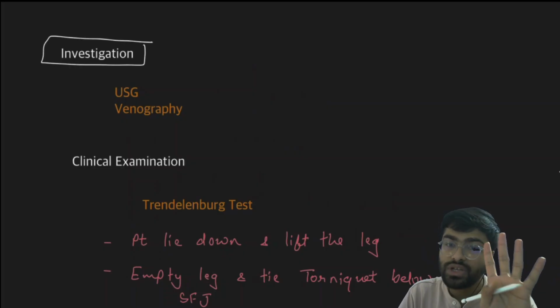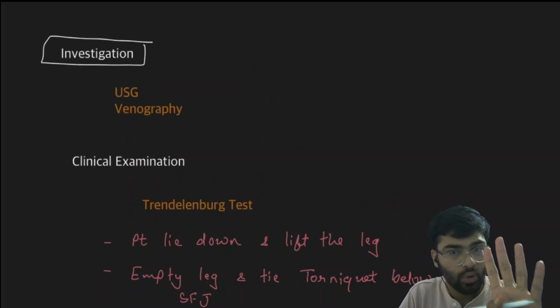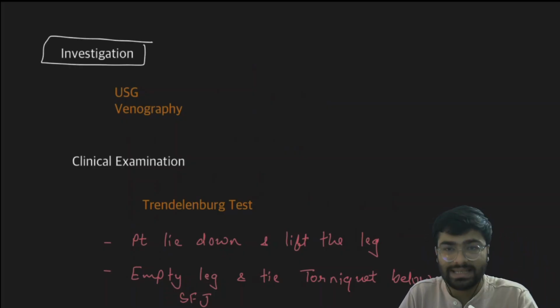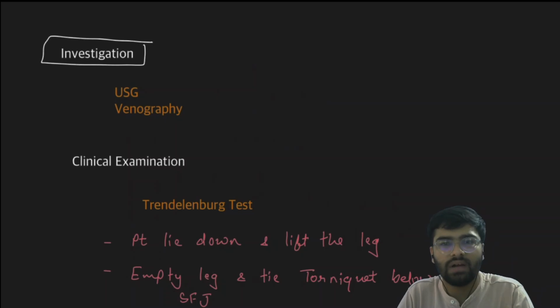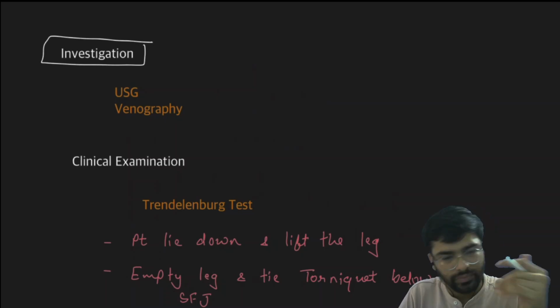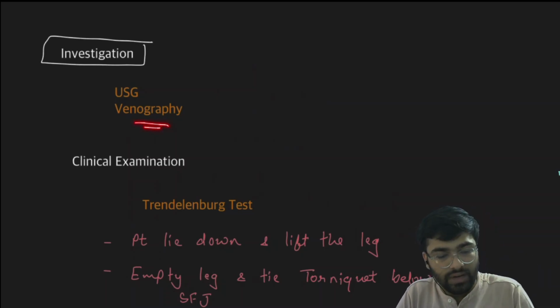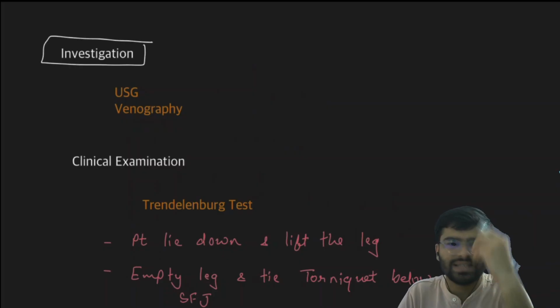We have to identify which one has caused varicose vein out of these four, and for that we have clinical examination. Apart from clinical examination, you have ultrasonography and venography. Okay, so what is venography? Sonography, you know, that is most common.